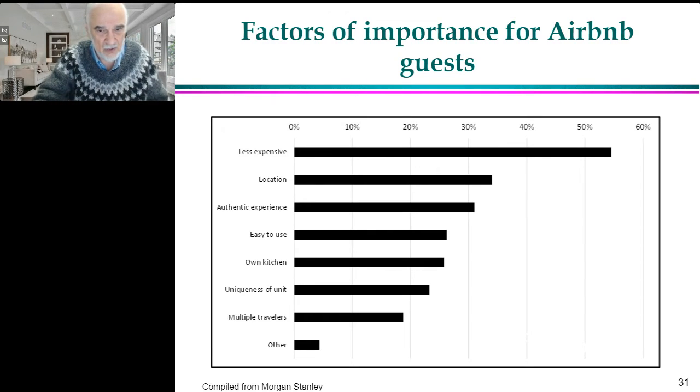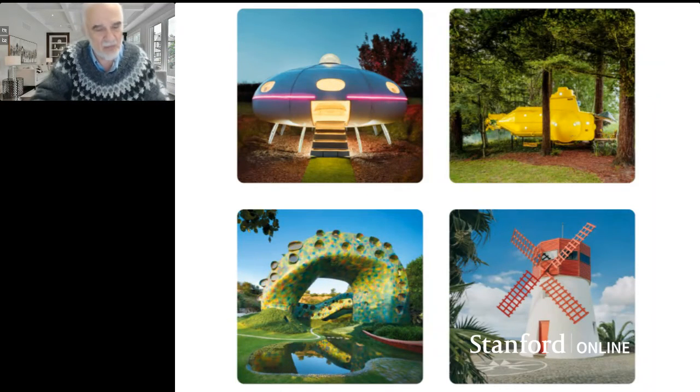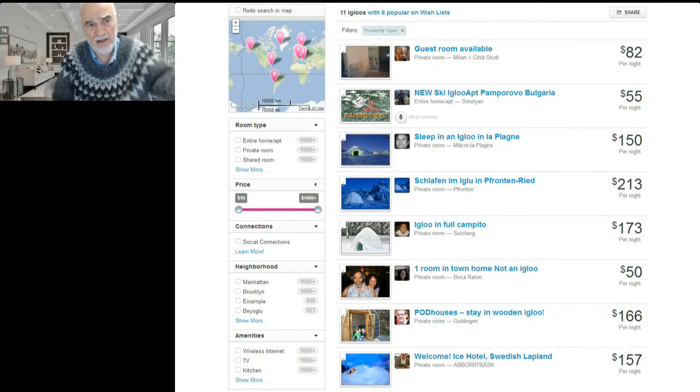When we think about the uniqueness of the units, Airbnb is increasingly emphasizing that. You can find all kinds of spaces on Airbnb which are unlikely to be available in a hotel. You can even find an igloo on Airbnb. In this list, there are 11 igloos that I identified, and about half of them have Wi-Fi, if you're interested.